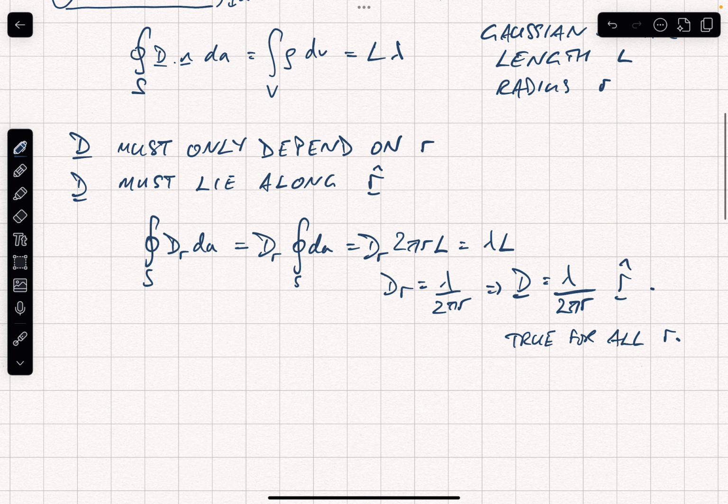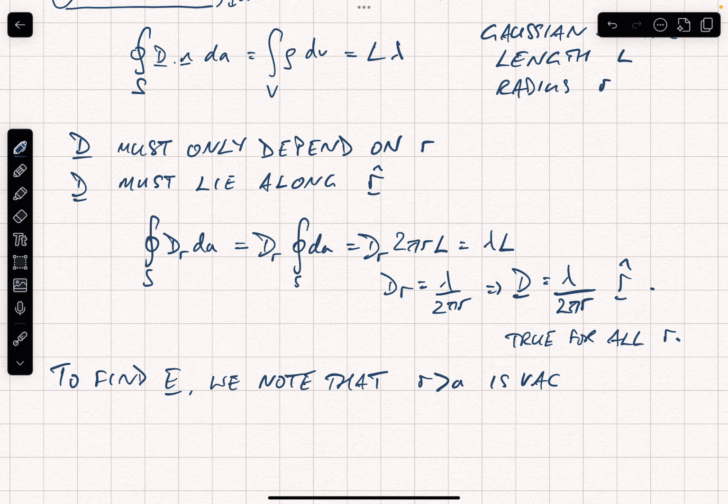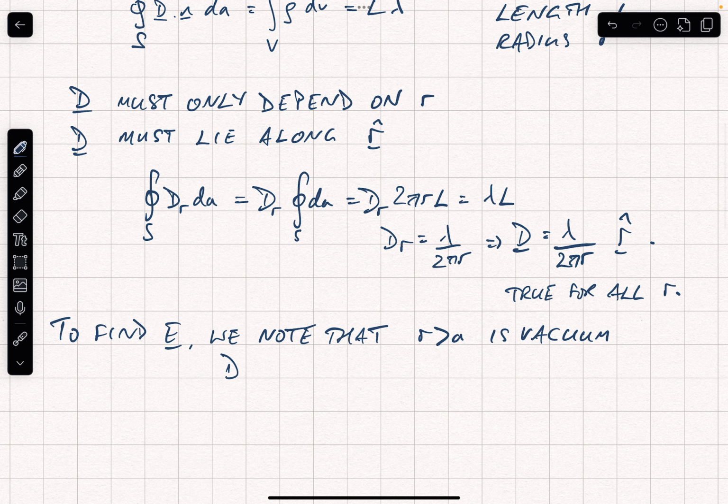What about the electric field? So, to find E, we note that for R greater than A, we are in vacuum. R greater than A is vacuum, and we know that in vacuum D is equal to epsilon naught E, because there's nothing to polarize.